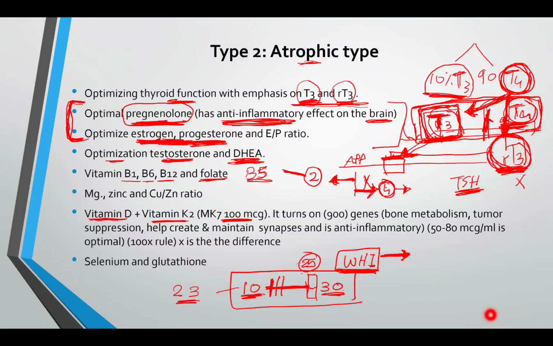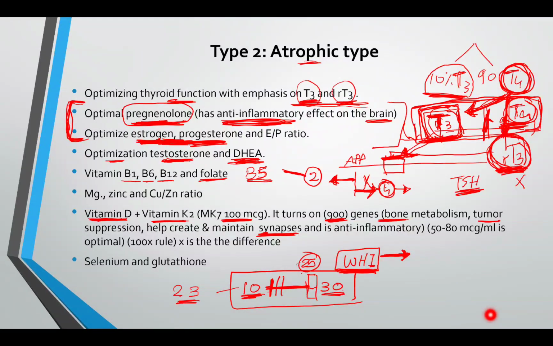The importance of vitamin D is that it activates 900 genes. So vitamin D acts like a gene stimulator, and these genes are important for bone and for tumor suppression and help create and maintain the synapses in the brain. The synapses mean the brain connections, the cell connections.